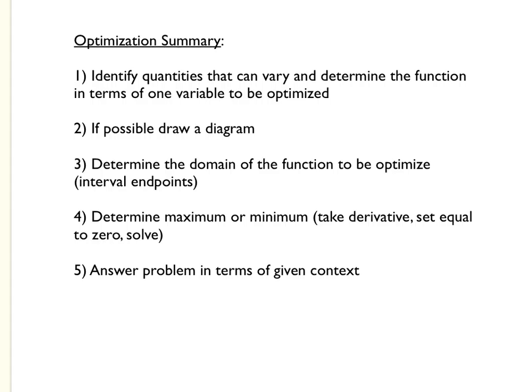Step 3, determine the domain of the function to be optimized, so your interval endpoints. So you might have to use common sense in most cases, think about the situation and try to figure out what your max and min values for your variable can be, using the independent variable that you're using in your equation. And step 4, we want to determine max or minimums. So taking the derivative, setting it to 0, and then solving for your variable. And then we want to answer the problem in terms of the given context. So you're going to check your endpoints and then give the answer that makes the most sense.